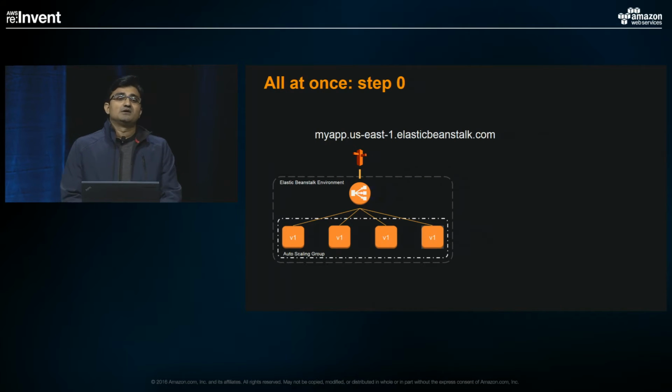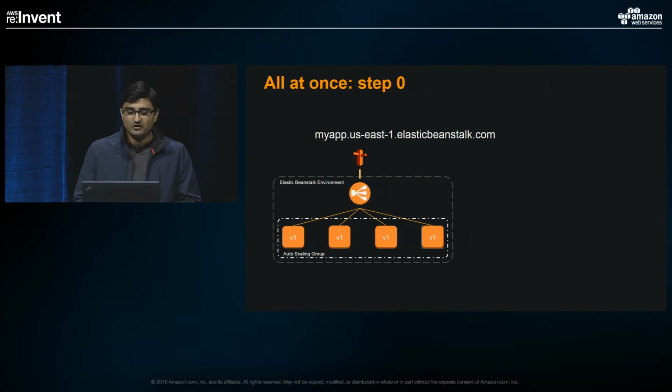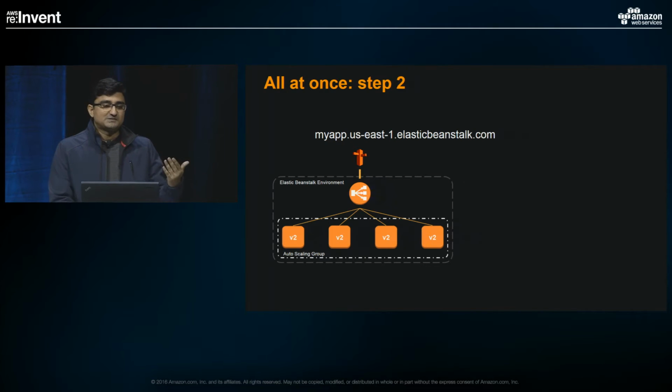Now let's discuss all at once. EB deploys the new version to all instances simultaneously. So all instances in your environment are out of service for a short time while the deployment occurs. By default, the environment uses all at once deployment if you create it with a different client like API, SDK, or EBCLI. If you see here, the instances are getting updated to version V2, and V2 is successfully deployed, and your application is up and running.